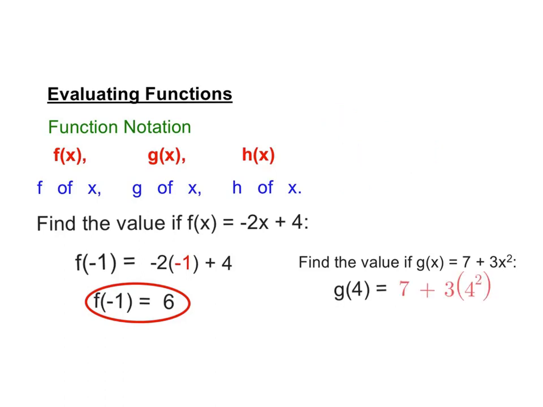Okay, so when I plug 4 in, some of you did 3 times 4 first, which you can't do. Wrong. You can't do that. You've got to do powers first, right? So this is 7 plus 3 times 16. 3 times 16 is 48. Plus 7 is 55. The correct answer is 55. Yay. Okay, that's a good job. Follow your order of operations, people.